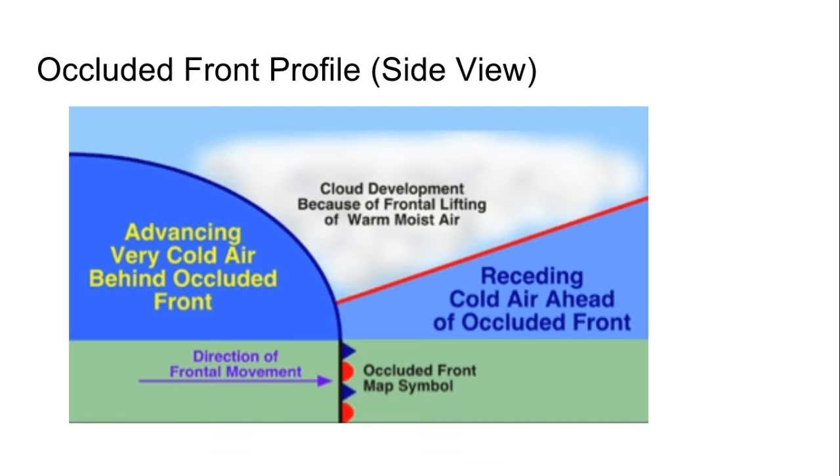And just to show you what an occluded front looks like from a side or profile view, you have some really cold air coming in, and it's overtaking a warm front, and it's pushing against some cooler air on the right hand side here. And what it's doing is forcing the warm air up. It's squeezing that warm air up between the two fronts, and you have this cloud formation between the two.